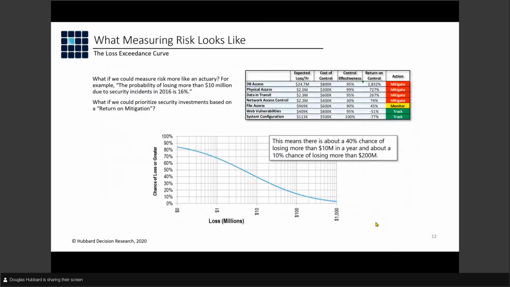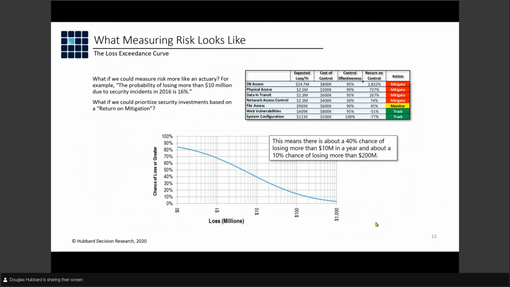And if you can do that, you can actually generate something like this curve down here. This curve represents the probability of losing X amount or more in a given period of time. You know, maybe there's a 40% chance of losing 10 million or more in a year, and maybe a 5% chance of losing a few hundred million or more in a given year. That is a mathematically unambiguous way of expressing probability of various losses.